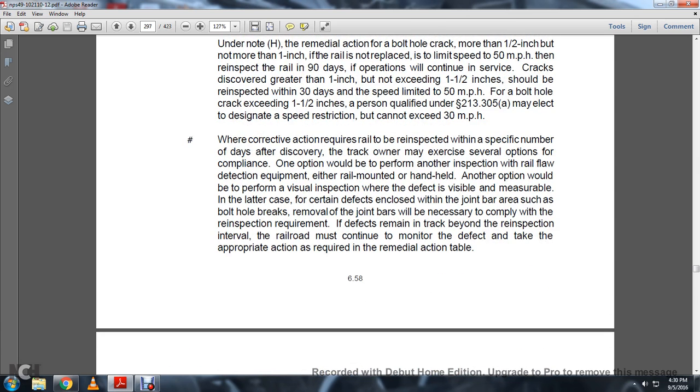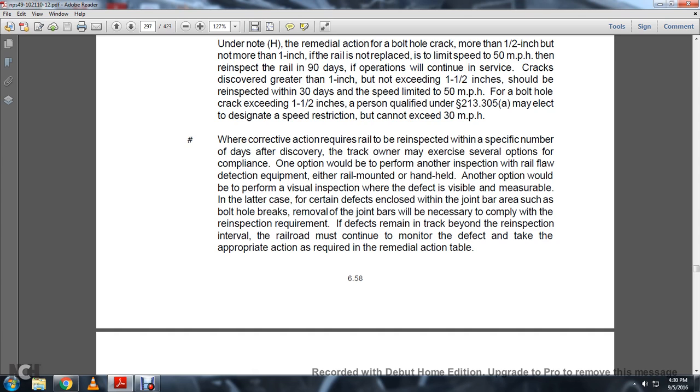Where corrective action requires the rail to be re-inspected within a specific number of days after the discovery, the track owner may exercise several options for compliance. One option is to perform the inspection with rail flaw detection equipment, either rail mounted or handheld. Another option is to perform a visual inspection of defects visible, measurable, and located in the rail.